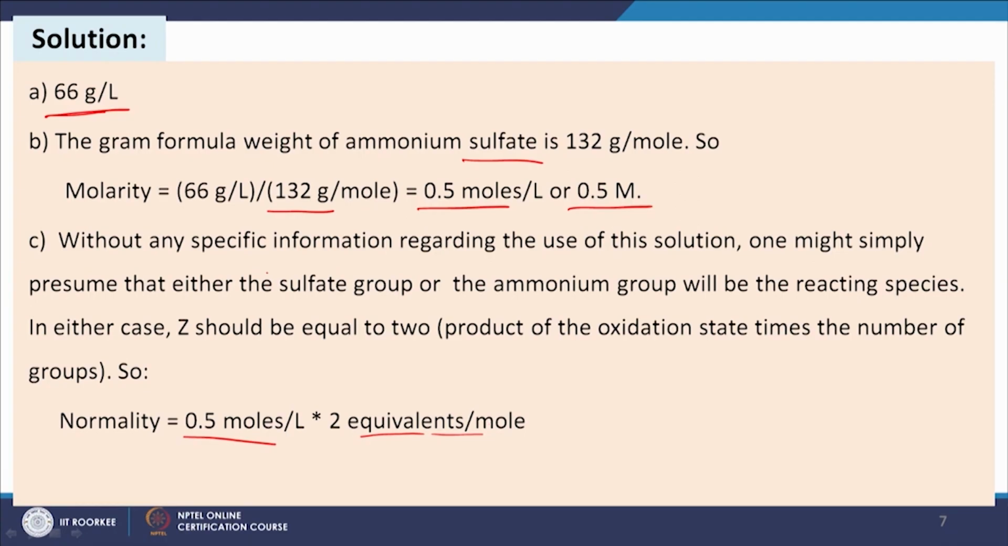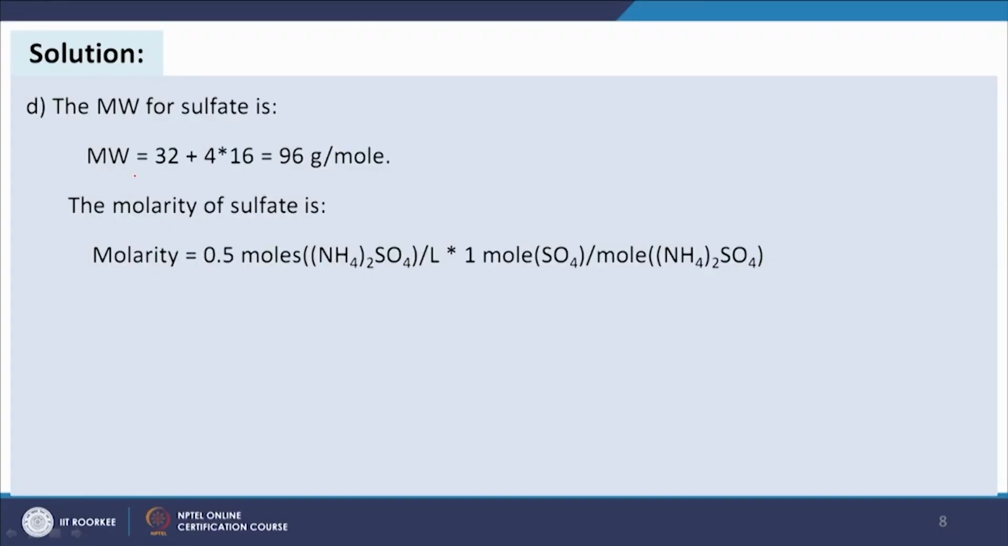Without any specific information regarding the use of this solution, one might simply presume that either the sulphate group or the ammonium group will be the reacting species, and in either case Z would be equal to 2, the product of the oxidation state times the number of groups. Then normality is becoming this. We are getting 1 equivalent per liter or 1.0 normal, N by 1 we can say, somewhere we can say N by 10, N by 100. So, in this case we are getting N by 1 or N. Then for part D, let us see the molecular weight of sulphate.